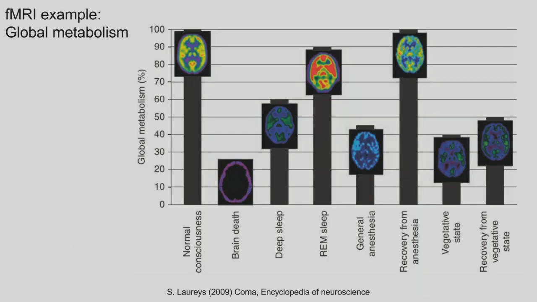For instance, a very straightforward one would be just to look at overall metabolism. And then you see there's a lot of metabolism in normal consciousness and dreaming, REM, but also when you recover from your propofol, for instance, or any other anesthetic. And there's less overall metabolism in the other states. So it's particularly difficult to distinguish, for instance, the vegetative state, also known as the unresponsive wakefulness syndrome, from recovery from vegetative state. And those are, of course, the clinically highly relevant cases.